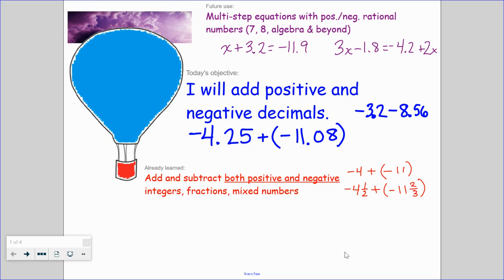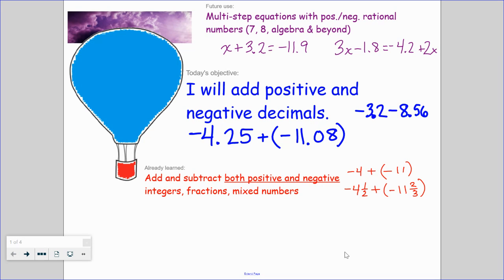Alrighty, good morning. So today we are going to be adding positive and negative decimals. You should already know how to add and subtract both positive and negative integers, fractions, and mixed numbers. Since that's the computation and number sense that we have been working with already this year, we should be strengthening up those rules that we use for positive and negative integers, fractions, and mixed numbers.